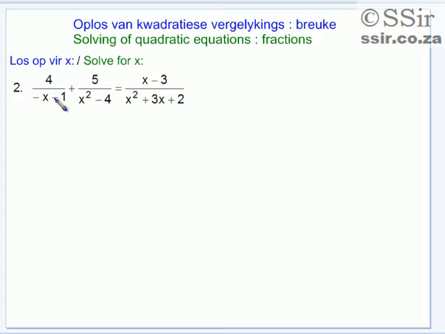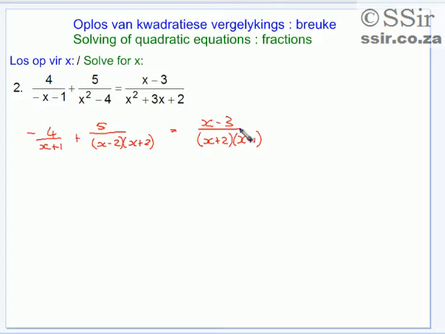Number 2, I am going to directly remove a minus sign from this denominator, and then I rewrite the first term as minus 4 over x plus 1. And now let's factorize the denominator each time, so this becomes x minus 2, x plus 2, because this was a difference of squares in the denominator. And on the right hand side I have x plus 2 times x plus 1.